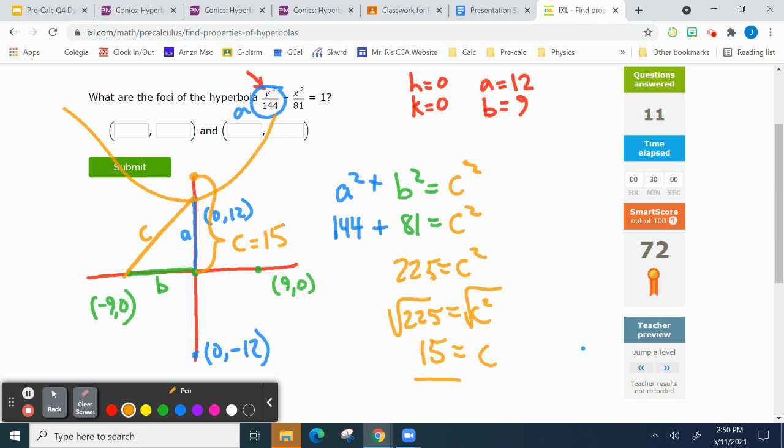So this one's going to be 0, comma 15. And then there's going to be another one right down there. It's going to be 0, comma negative 15, right? So it's going to be 0, comma 15, 0, comma negative 15, and that's going to be the end of this video. Are you going to wait with me to see if I got it right, or if I have to figure out what I did wrong?